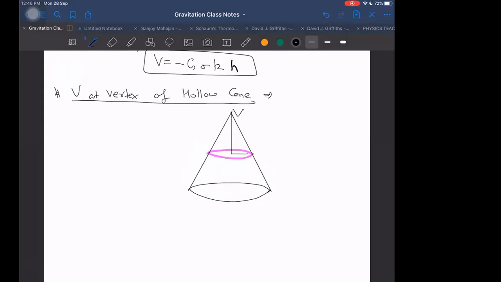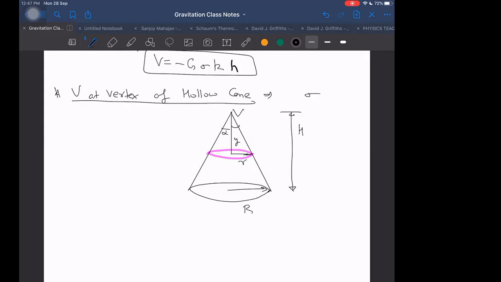And of radius small r at y, and the total height is h. And the total radius is up to this, it is r, given as alpha. Now we have to do it.